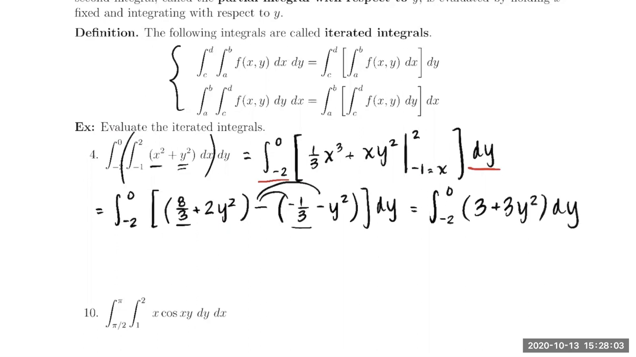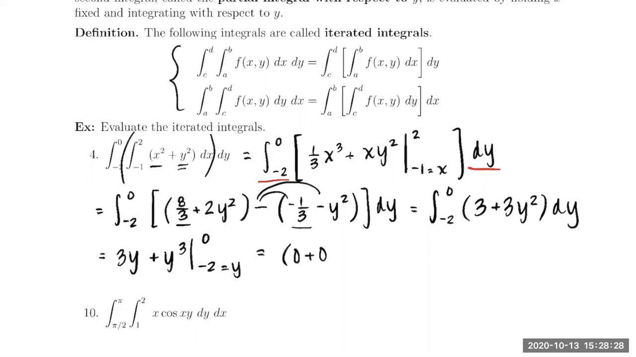All right, at this stage in the game, we're down to a Calc 1 integral. I don't need any techniques of integration. I can just integrate directly. I get 3y plus y cubed from -2 to 0. Again, if you want to indicate that you're plugging in for the y variable, you can. In this instance, it's understood because there's only one variable being involved.